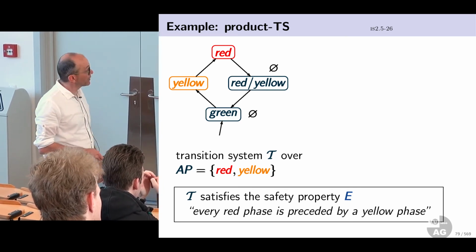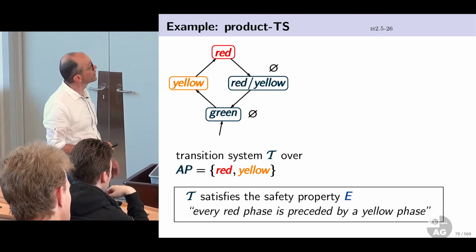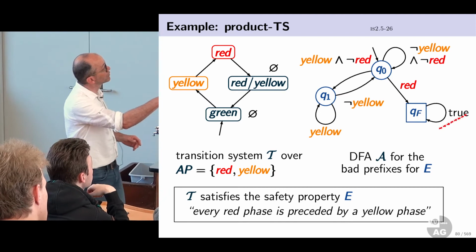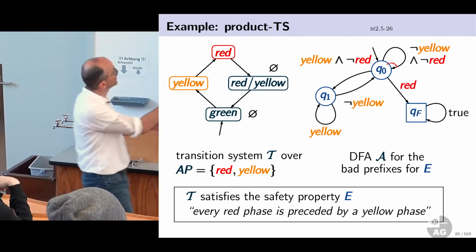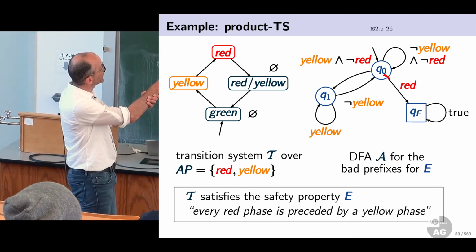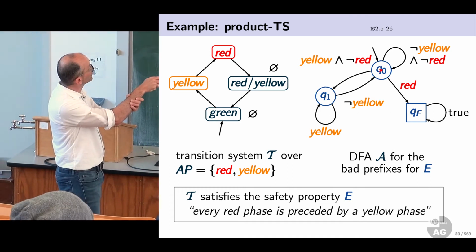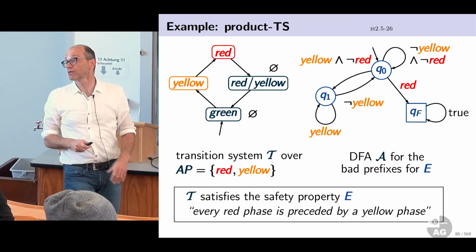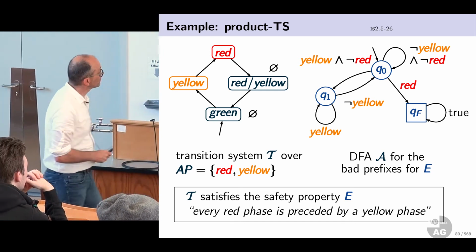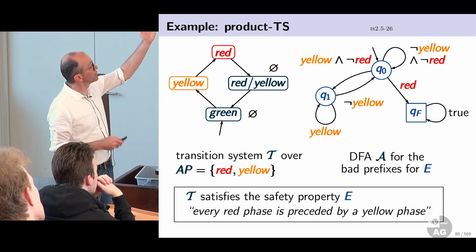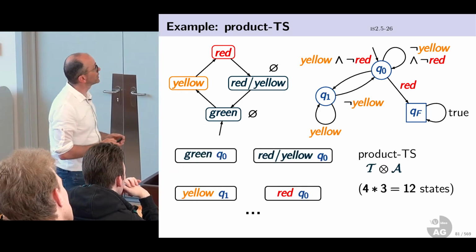So we're going to take the automaton for the bad prefixes of this property. What is the bad prefix automaton for that property? Well, that's exactly the automaton we already have seen before. Now, this was this automaton that said, okay, if the initial position is red, accept, because that's bad. If the previous position is not yellow and the next one is red, that's also bad, because that also violates my property. Good. Now I'm going to build the product of this transition system with this automaton. Good. So let's do this.